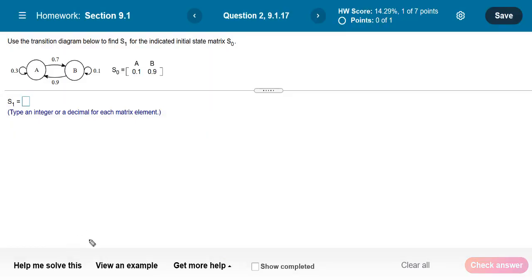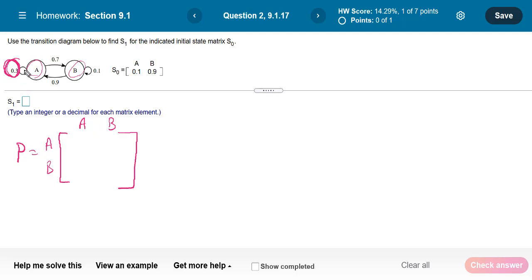Now question 2 is similar to question 1 in that we're trying to find the first state matrix, S1. However, unlike question 1, we are not given the transition matrix. We're given the transition diagram. So what we need to do is to create the transition matrix. So we've got A's and B's. Here's A, here's B, here's A, here's B. And so let's take these one at a time.